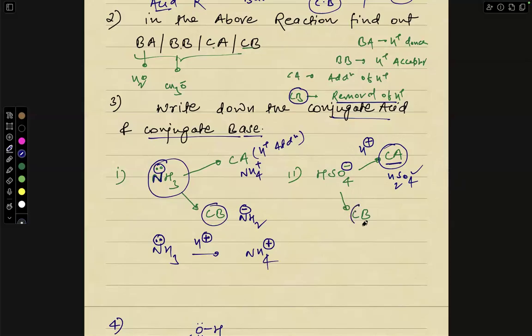And what is the conjugate base? You know that in a conjugate base, we have a negative charge. So it would be SO4. We still have a negative and there is another negative, so minus 2. Very good job.